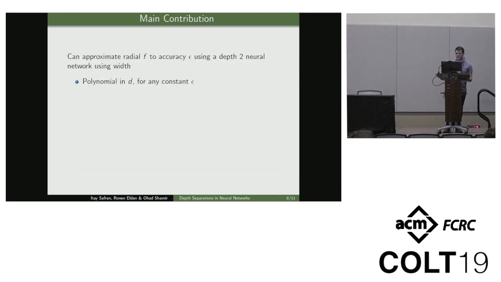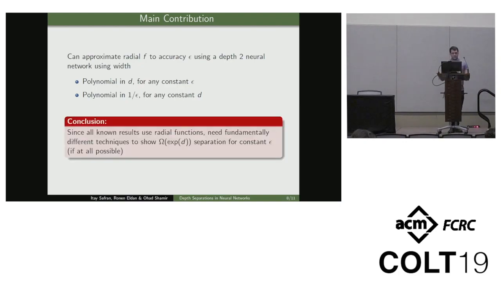And the reason we can't is because if we do fix these quantities, then we can approximate any continuous radial function to accuracy epsilon using a network whose width scales only polynomially in D. So later we considered the complementary setting where we fix the input dimension D. And building on a result by Klusowski and Barron, we showed that we can approximate this efficiently using width which scales only polynomially in 1 over epsilon.